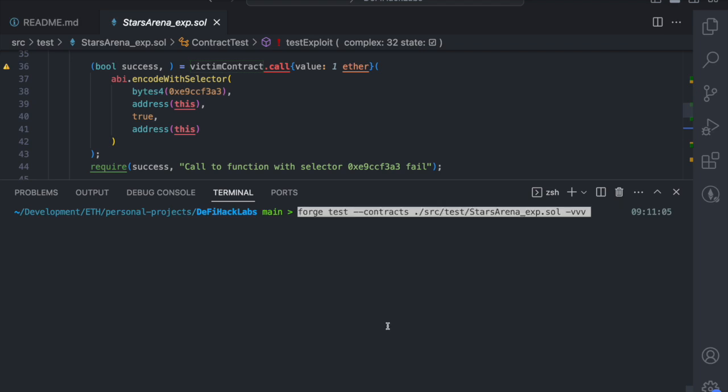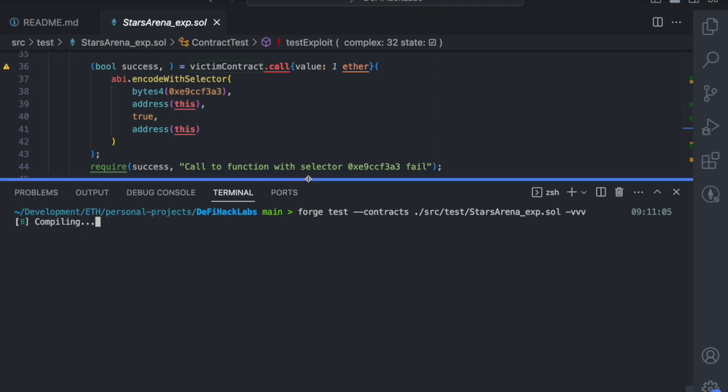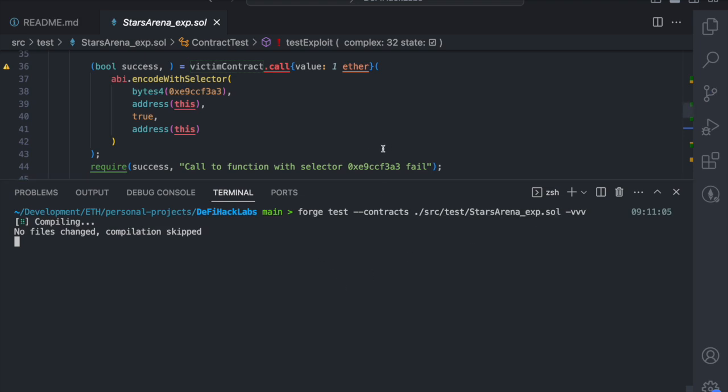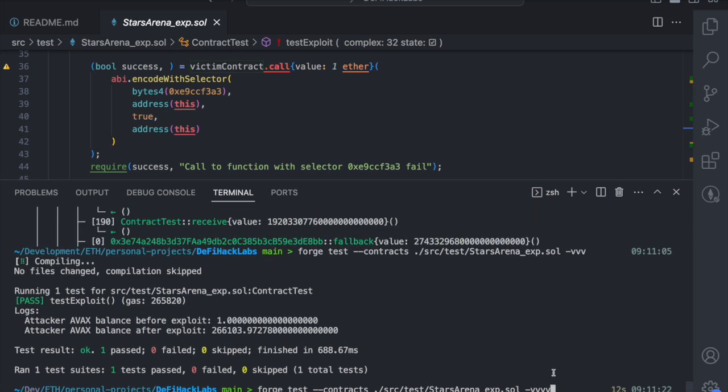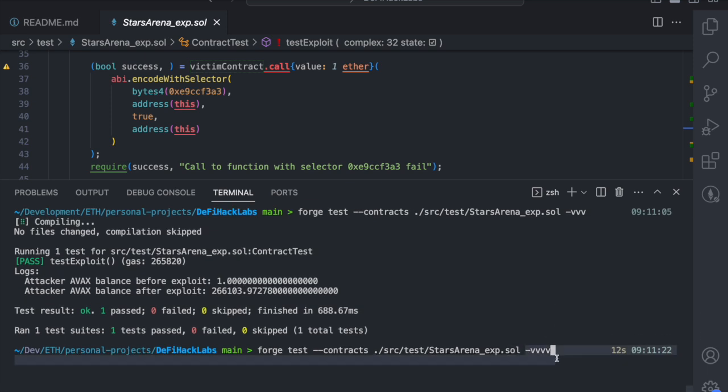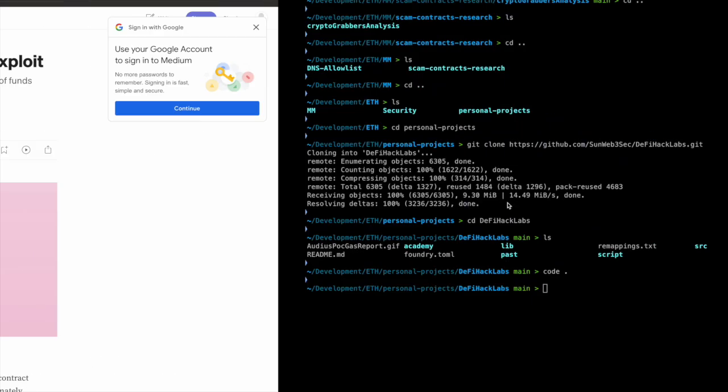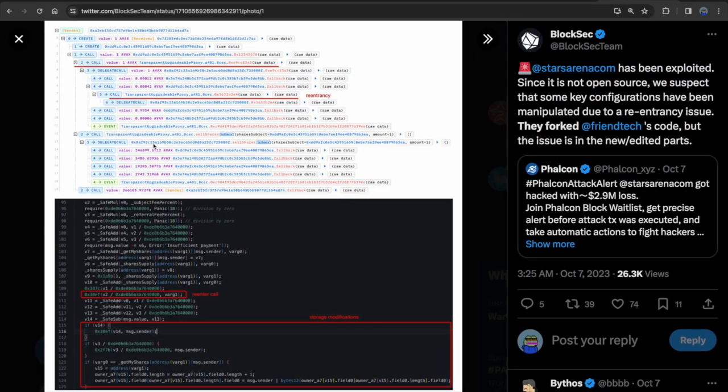So let's look at this test. And what we're going to see is the balance before the attack here and the balance after the attack there. So the attacker ran off with some pretty great profits. What I like to do is throw in an extra V right here, which allows us to see the call stack, similar to what we saw right here with Falcon Trace.